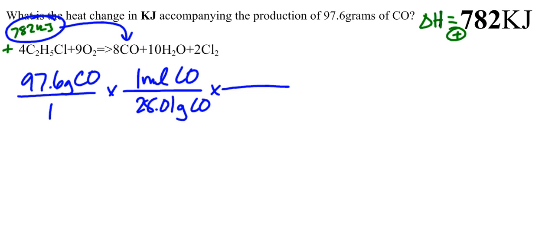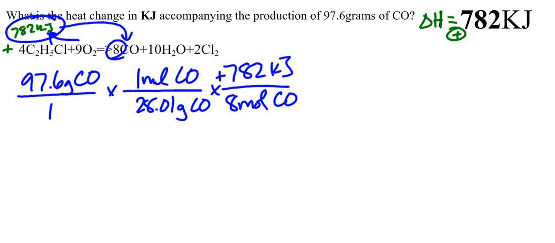A lot of people make this mistake. I am now able to get to energy because I'm at moles of carbon monoxide, but look at the equation. I have 8 moles of carbon monoxide for this much energy, which means I need to put 8 moles of carbon monoxide here in order to use this value of 782 kilojoules. If I don't use 782 kilojoules, and use a different value, like an eighth of that, then I can go with 1 mole of carbon monoxide, but there's no reason to do that extra math.